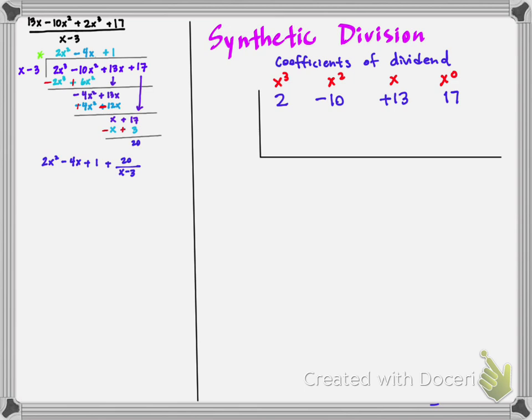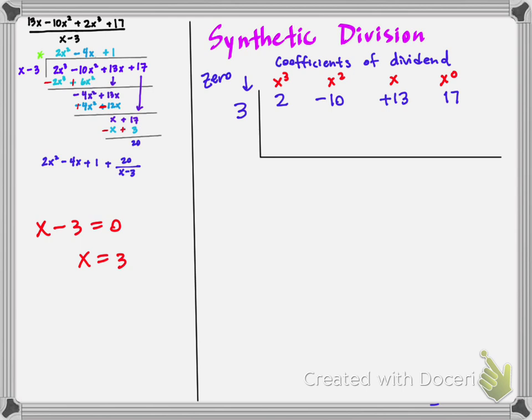From here, the outside, so what goes on the outside, our divisor, is going to be the 0 of that linear factor. So the 0 of the linear factor. So if I think about that, I'm going to go over here and say the linear factor was x minus 3. But if I equal that to 0, x would have been 3. So the 0 that goes here is 3.